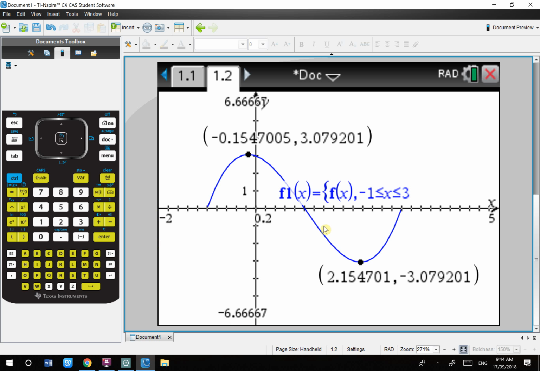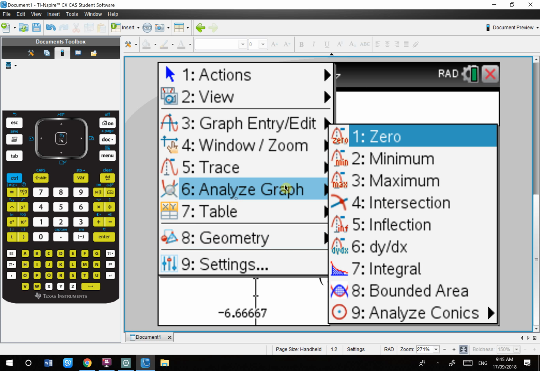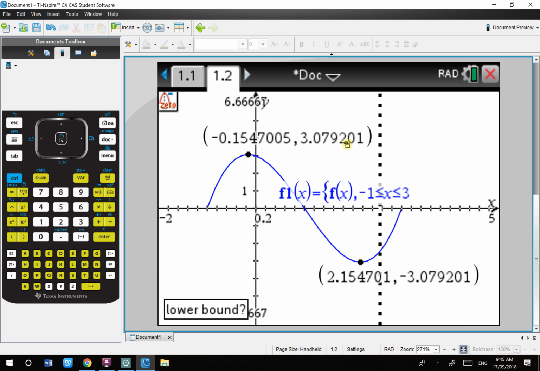So I need to label. Also, how to find x-intercept. Let's assume we don't know what the x-intercept is. I want to find x-intercept. I can see about 3 x-intercepts here. So I just show you how to do one, it will be all the same. So go menu number 6, analyze graph, and go 0.